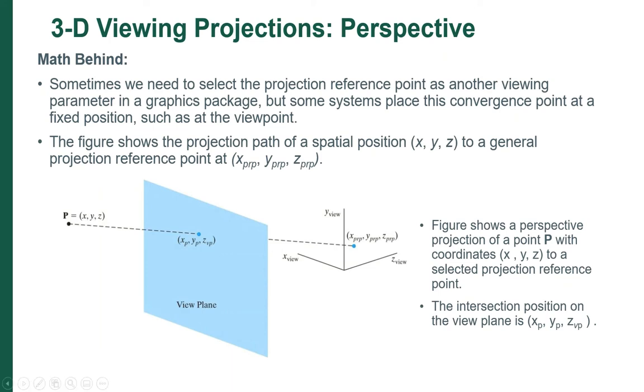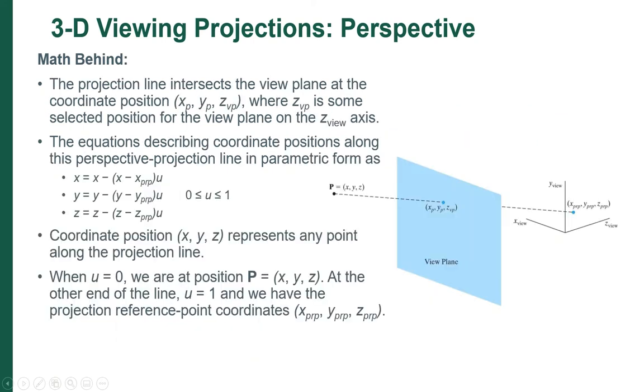The figure shows the projection path from a spatial position x, y, z to a general projection reference point xprp, yprp, and zprp. Here, this point is on the view plane, and this is our projection point, and this is our projection reference point. What we consider here is the coordinate position on the view plane with xp, yp, and zvp. Then how can we find a point at a given position? How can we consider and find that?